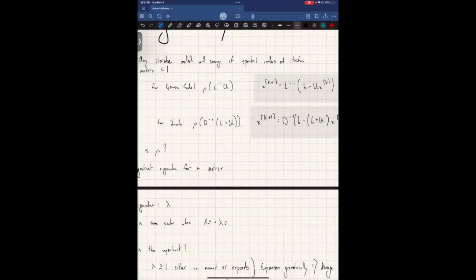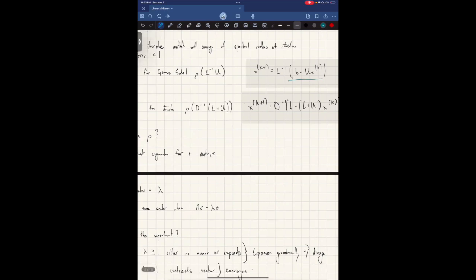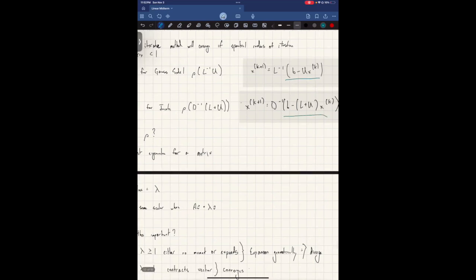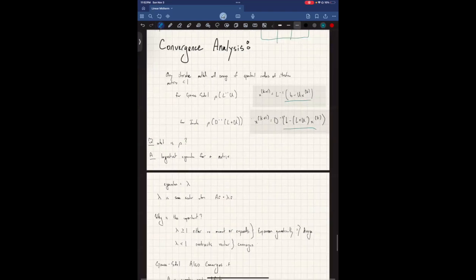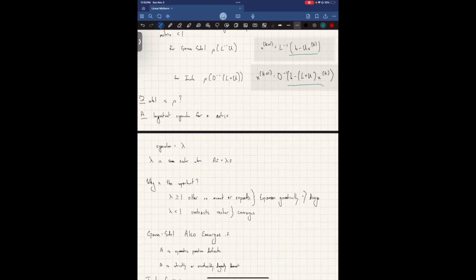And so for the Gauss-Seidel, that would just be L inverse times U, where U is this. And for the Jacobi, that would just be the diagonal inverse times L plus U, where that's this. Again, just what is iterating on our function. And our second question is, what's the spectral radius? So that's the largest eigenvalue for a matrix, which again leaves us with another question: what's an eigenvalue?